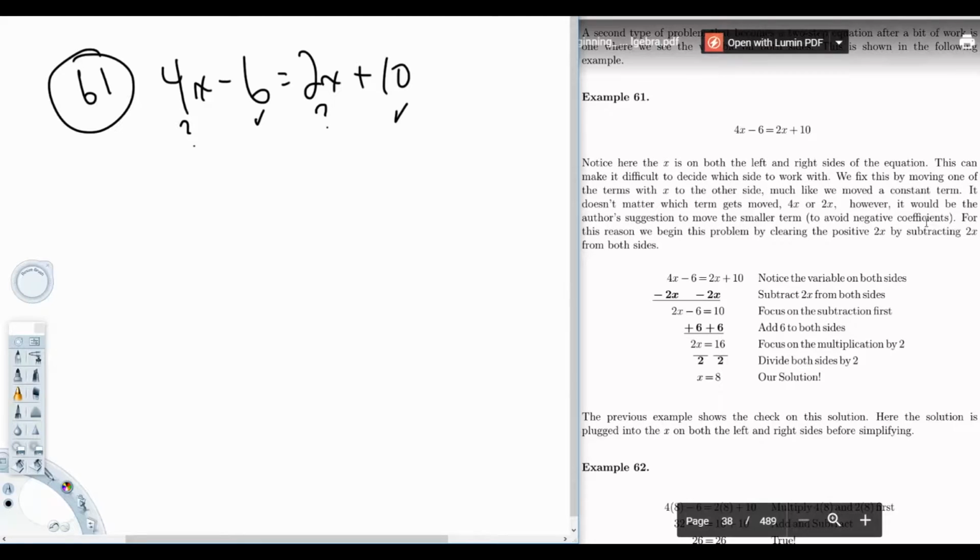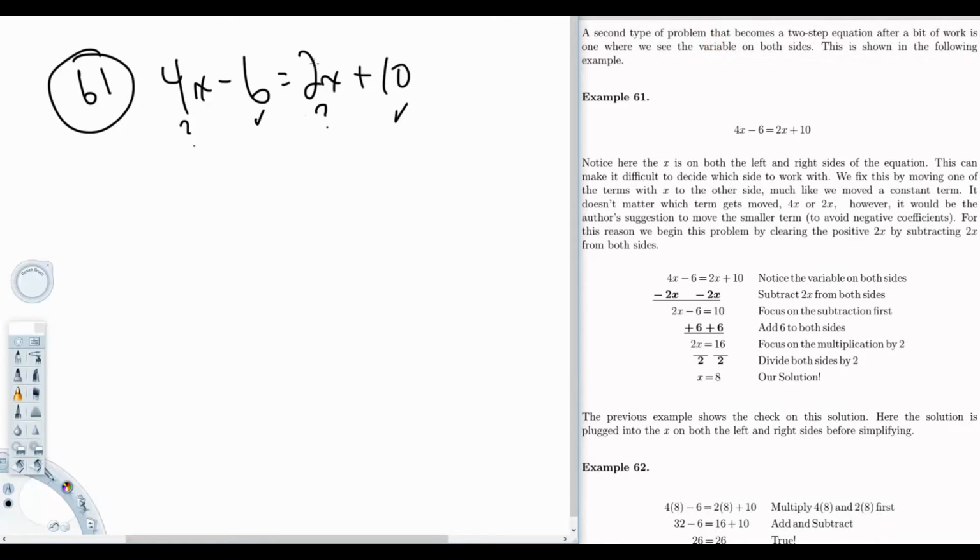Now, when they're saying to avoid negative coefficients, a coefficient is really this number right here next to the x. Don't worry about that. Simply what they're saying is that it would be nice if the number with the x, when you've moved it to one side, would be a positive number. They like to move the x's first. I don't like that. I like to move the things I know first. So the first thing I'm going to do is move this negative 6 to this side.